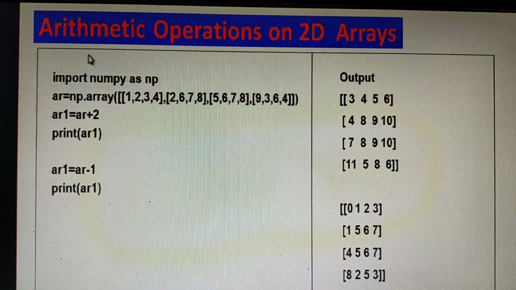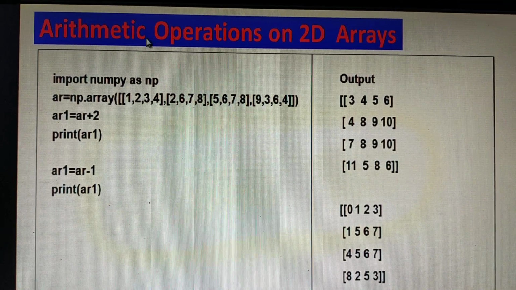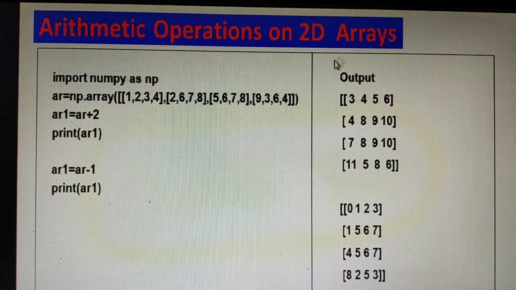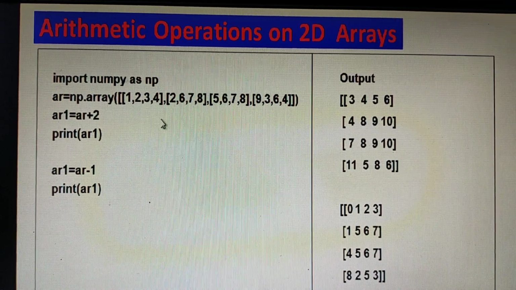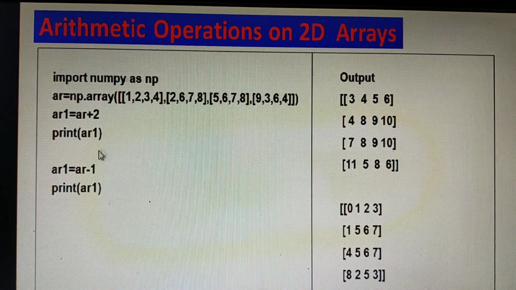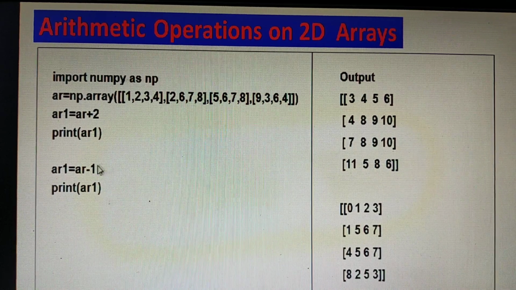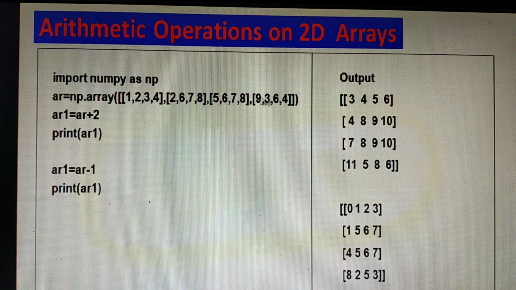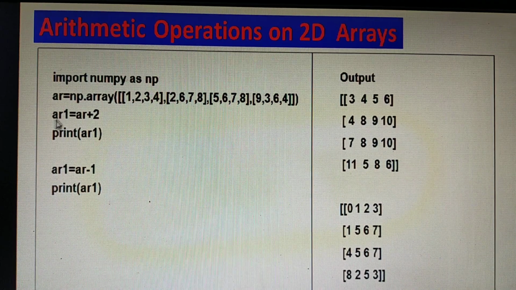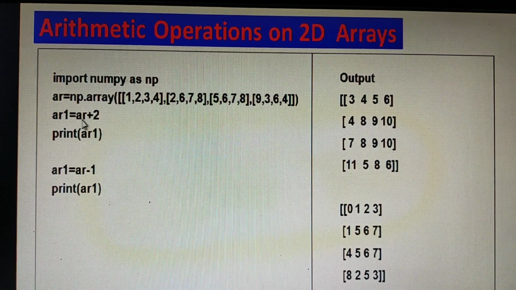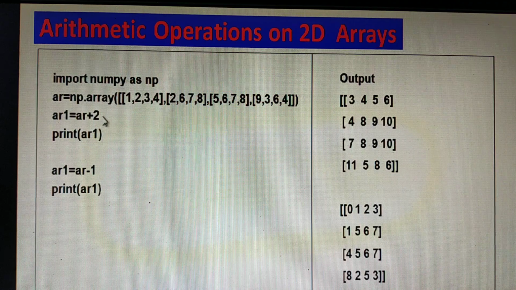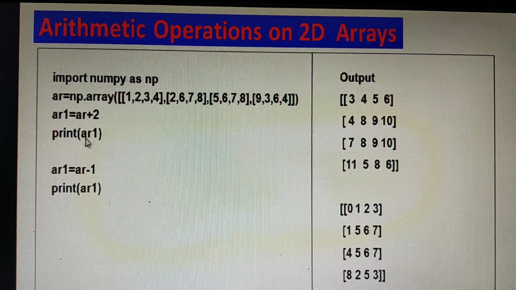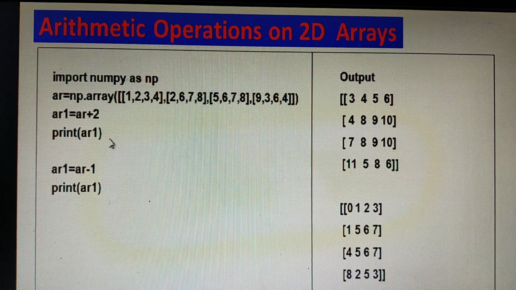Now the last topic of this video is arithmetic operations on a 2D array. We can do all types of arithmetic operations like addition, subtraction, multiplication, division, remainder. So it is very simple. This is the 2D array, and the array is added with the number 2, and that is stored in AR1, and AR1 is printed.